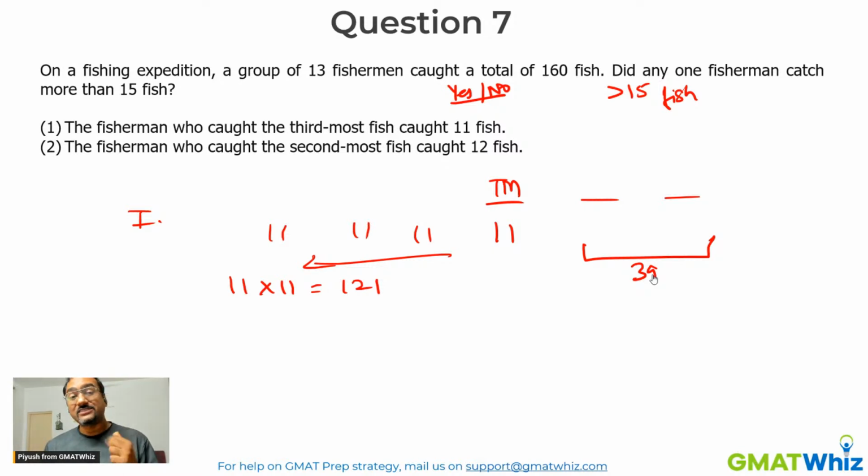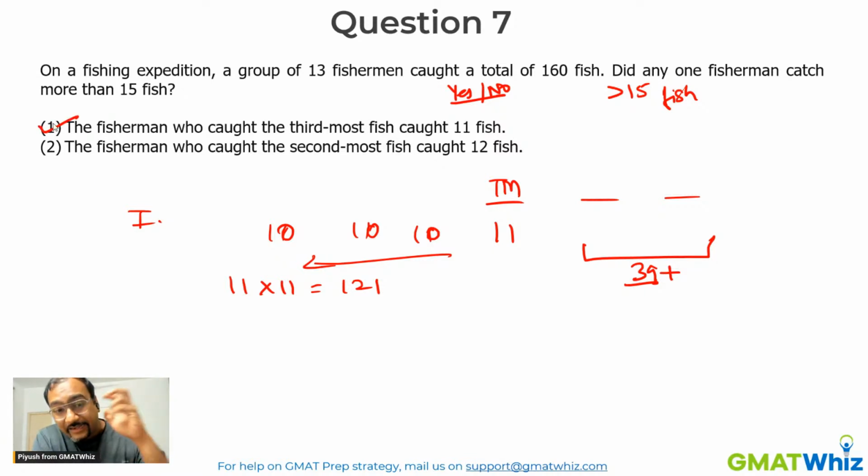Now this is one of the extremes, right? I'm just taking all of them below the third most to be equal to the third most. Now, it's very easy to guess that if I take them as 10 each, this number 39 is only going to go up. So it is still going to keep the answer as yes, right? There has to be one person with more than 15 fish. So it gives me a conclusive answer, and that's why the statement is sufficient.